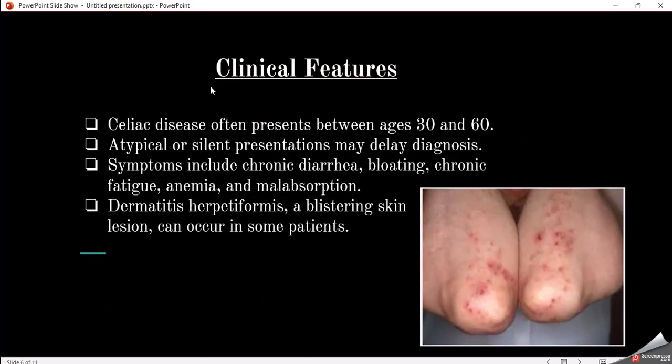Clinical features and symptoms: they start appearing between the ages of 30 and 60. Sometimes it could present as an atypical or silent presentation. The typical symptoms of celiac include all the symptoms related to GIT dysfunction, but sometimes a special type of lesion, also known as dermatitis herpetiformis, a blistering lesion, can also occur in some patients. You can see in the image, this is dermatitis herpetiformis.